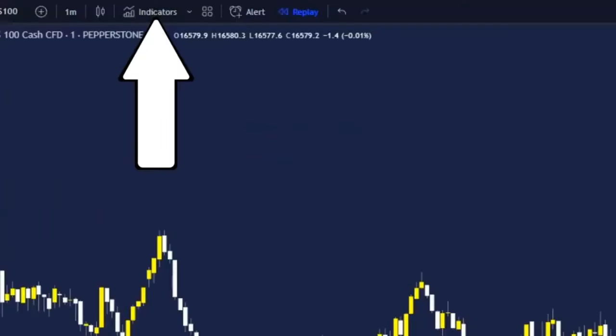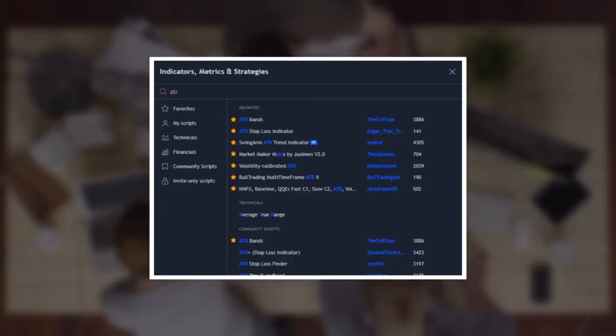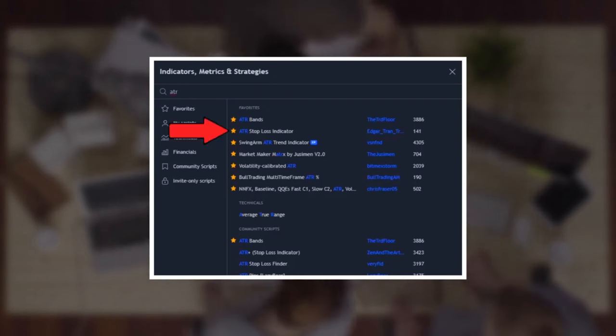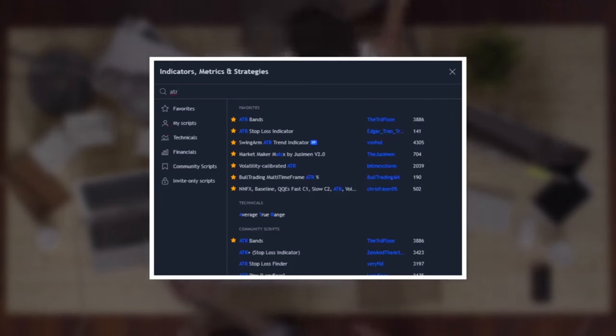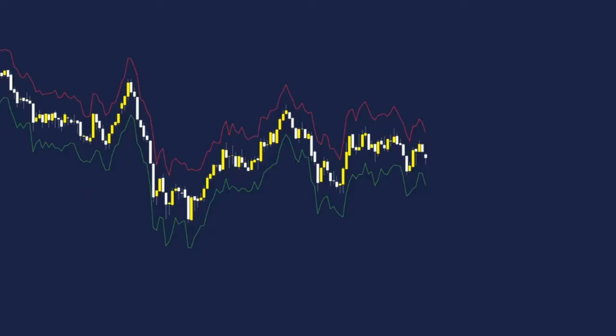So click on indicators at the top left. Now the first indicator that we're going to add is the ATR stop loss indicator by Edgar. I've used this a few times on the channel and it is the perfect way to master them stop loss levels and ultimately to get them perfect take profits. Add this once to your chart and it should look like this.